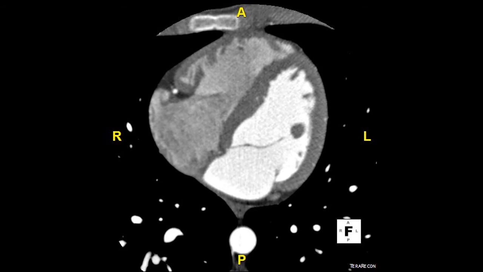This is the second high yield image I'd like to spend time on. You can see all 4 chambers of the heart in this image, as well as the interventricular septum. So let's go ahead and identify the 4 chambers of the heart. First, we're going to start with the left ventricle, label that LV. We have the left atrium, the right ventricle, and the right atrium.